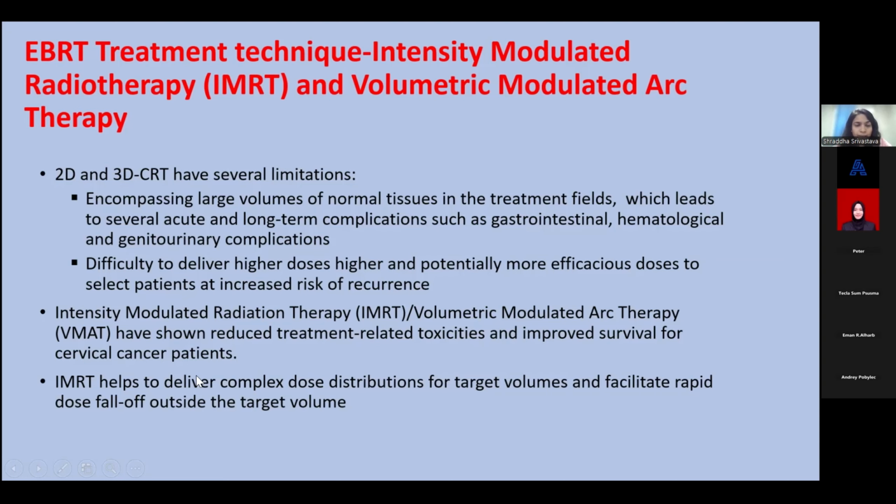Because of these limitations, more advanced techniques of treatment for cervical cancer have come up, which are intensity modulated radiotherapy as well as volumetric modulated arc therapy. These treatment techniques have shown reduced treatment-related toxicities as well as improved survival for cervical cancer patients. IMRT is a technique which helps to deliver a complex dose distribution to the target and facilitates rapid dose fall off outside the target volume.